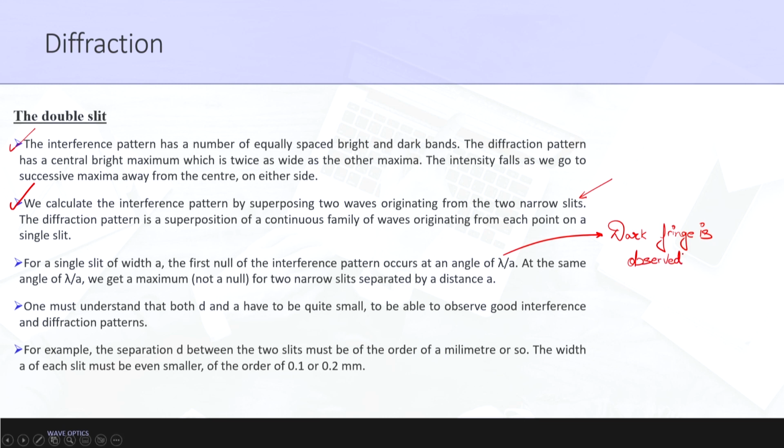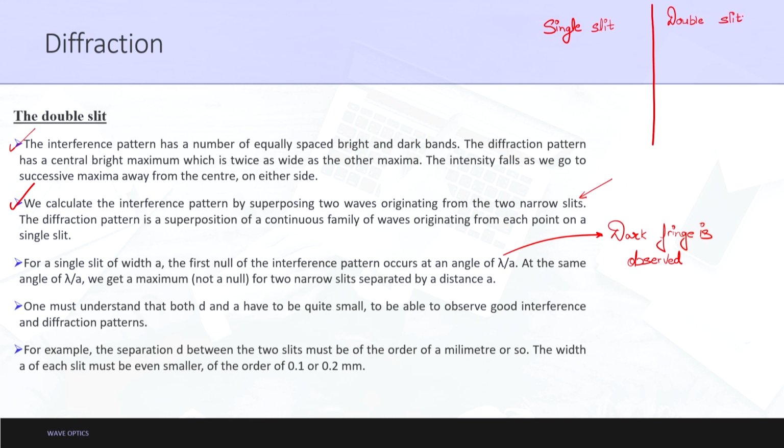This dark fringe is observed at the same angle of lambda by a, where we get a maximum for two narrow slits separated by a distance a. So what it is trying to say is, let us say we are taking a single slit case, and similarly we are taking a double slit case.